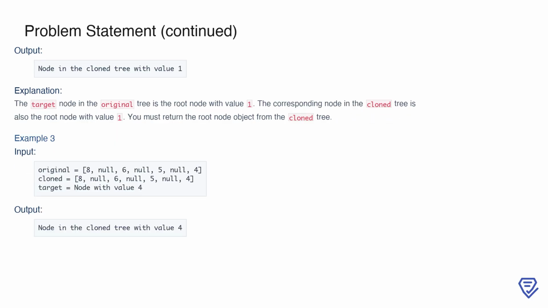In the second example, the original tree is 1, 2, 3, and the clone tree is again an exact copy of this structure. Here, the target node is the root node of the original tree, which has the value 1. The corresponding node in the clone tree is also the root node, and it also has the value 1. In this case, you would return the root node object from the clone tree because it corresponds to the target node in the original tree, based on both its value and position.